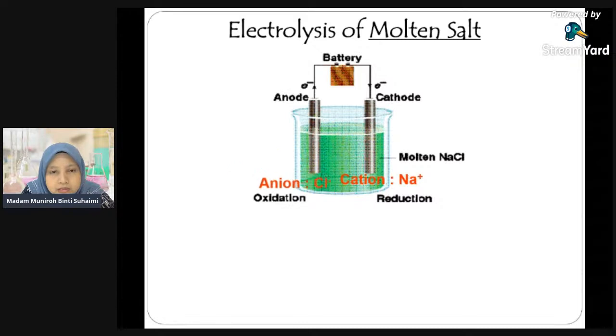From this slide we can see the electrolysis of molten salt. Here the electrolyte is molten sodium chloride. So we only have Cl minus as an anion and Na plus as a cation. Only these two ions are in this electrolyte because no water is present.